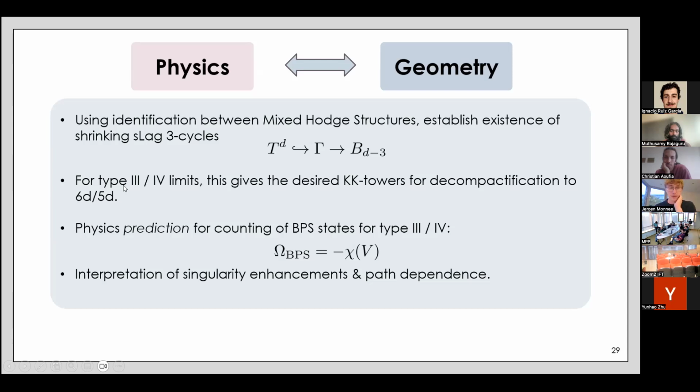we claim that the type 3 and type 4 limits indeed have these Kaluza-Klein towers you need for decompactification to 6D and 5D. And then in turn, once you have established this, you can use this physics intuition to propose or to predict what the counting of BPS states is in this case. And then at the end, I mentioned this interpretation of singularity enhancements and the path dependence. And with that, I thank you for your attention.